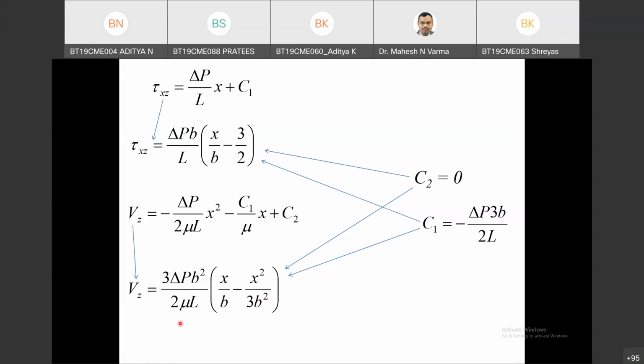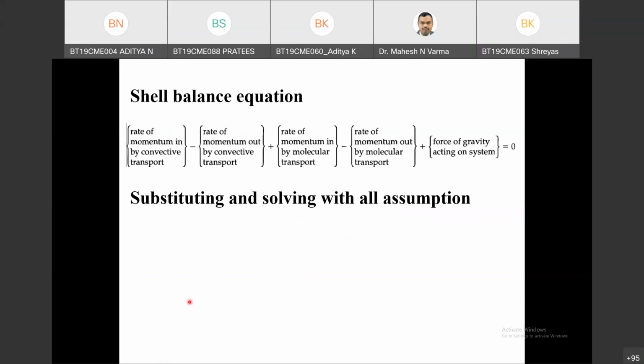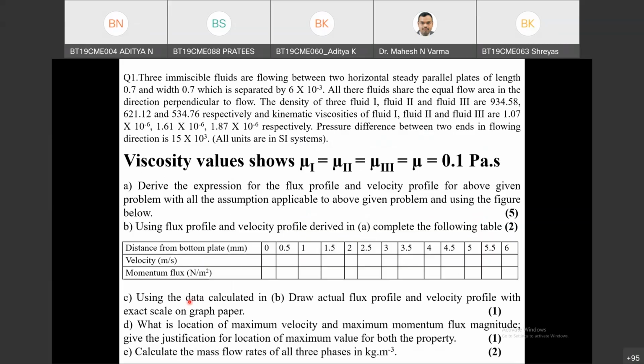Now you can calculate. So what was told? You were told to calculate velocity and momentum flux at a distance from the bottom plate. So origin was taken at the bottom plate, so you can calculate this. Here also a hint is given actually. Otherwise you need to change these values. If you change the origin, accordingly you need to calculate this also. So here we have taken origin at the bottom plate only.